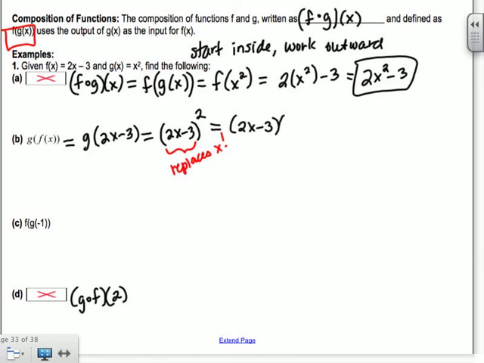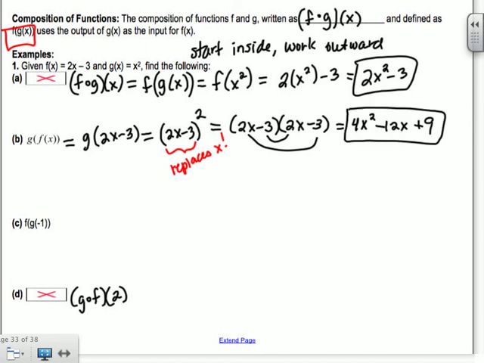So you can leave it like that if you want, or you can multiply out. 2x minus 3 squared is 2x minus 3 times itself. So if you FOIL it out, your first terms make 4x squared. Your outer term makes negative 6x, and your inner term also makes negative 6x. So if you combine those two, you get negative 12x, and then plus 9.